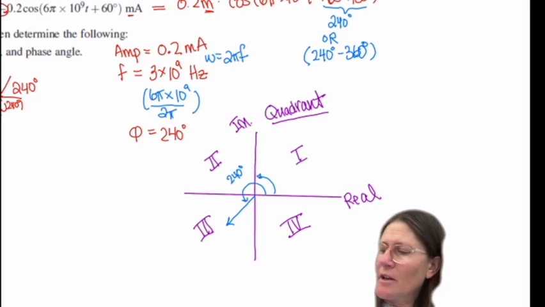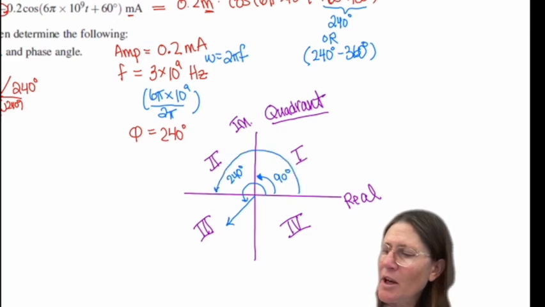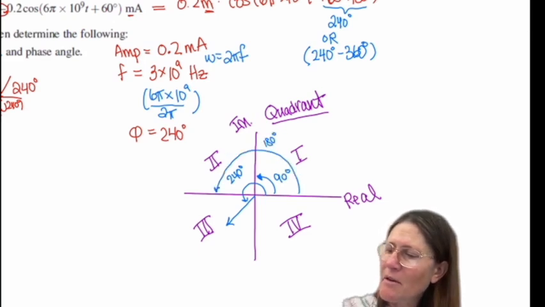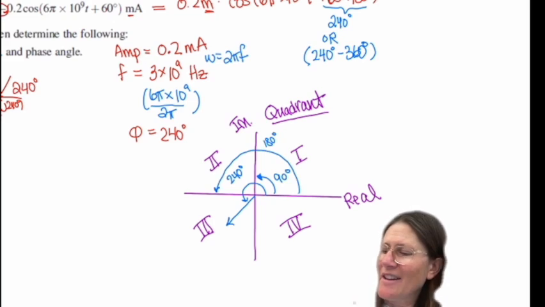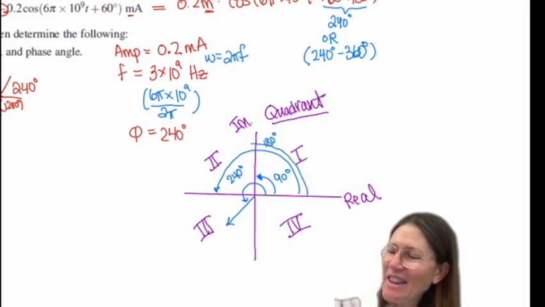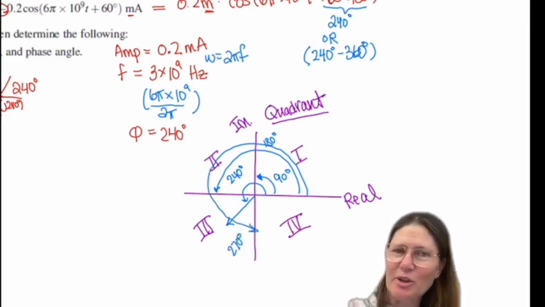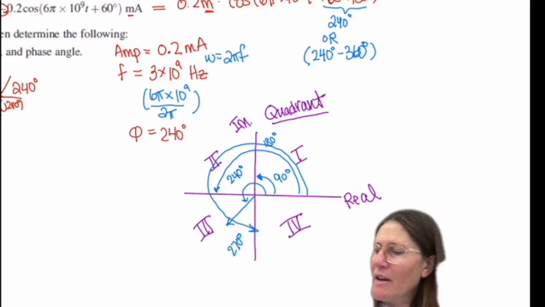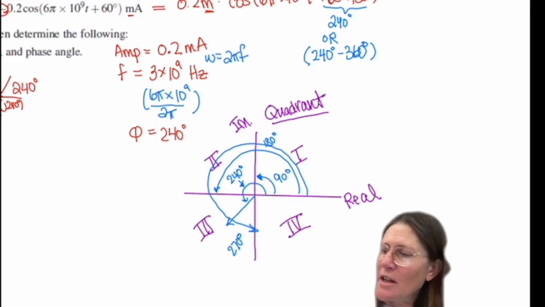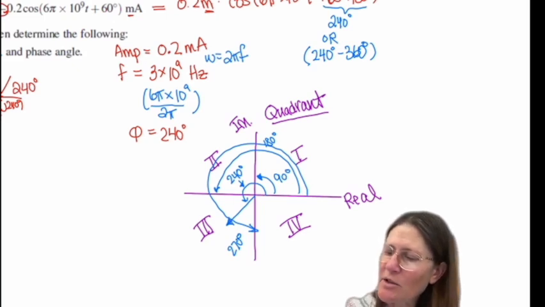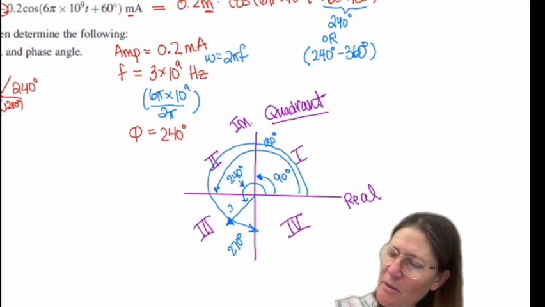So this would be a vector where this is 240 degrees. This is 90. This is 180. And then this one is 270. And then the full circle is 360. So 240 degrees, and then the magnitude of the vector is going to be 0.2 milli.